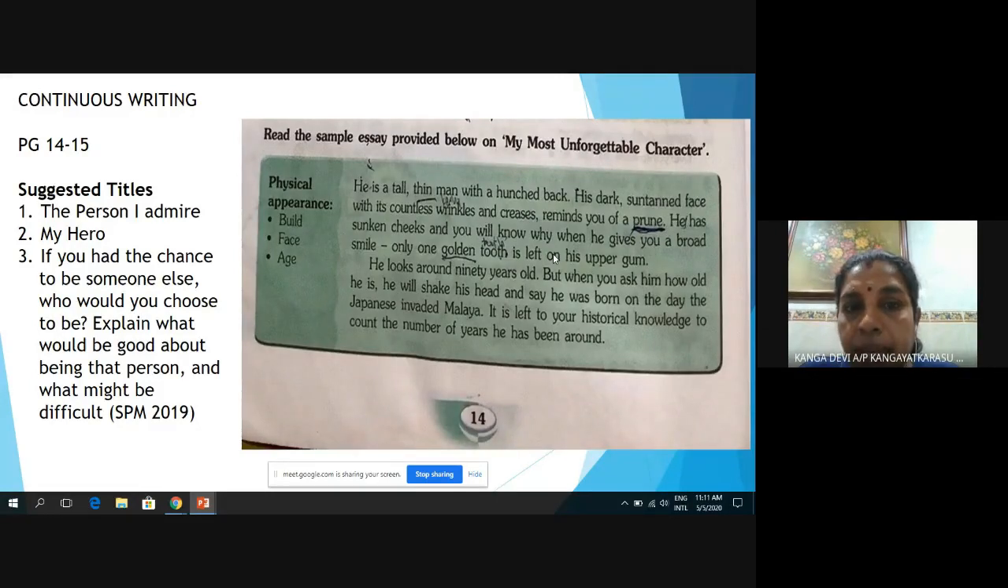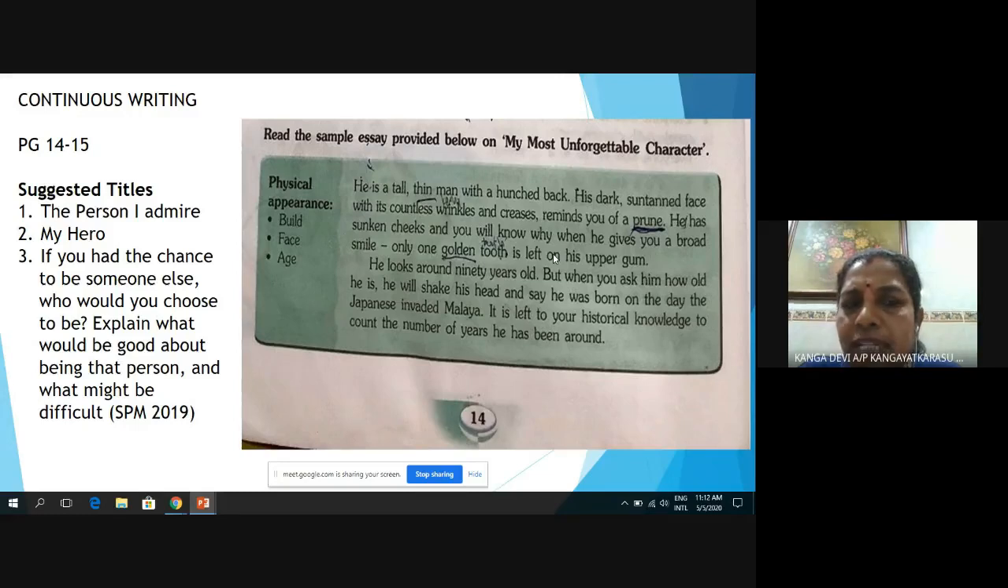All right. And based on this sample on pages 14 and 15, the students will be able to write about the person I admire, my hero. Even if you look at the past year SPM questions, every year there is something where you have to describe a person. Like last year, you had the chance to be someone else. Who would you choose to be? Explain what would be good about being that person.